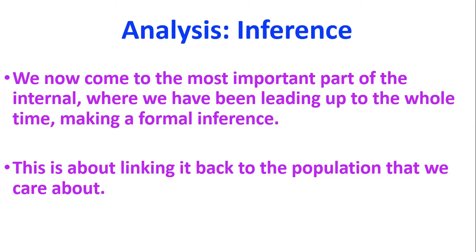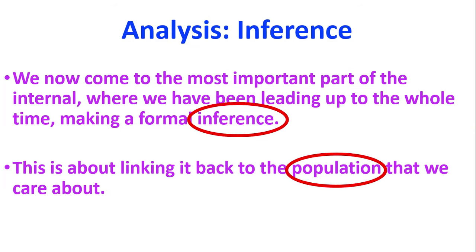So what we come up to now is the most important part. This topic is called inference, and it's really important that we get this right. If you don't get this right, you will fail the standard. What we want to be able to do is link our data, our summary, our sample, link what we have found back to the population that we're interested in. So making an inference is about linking it back to our population.